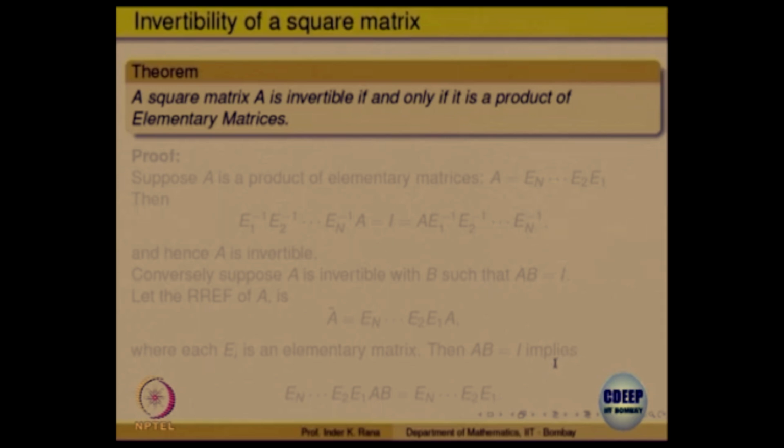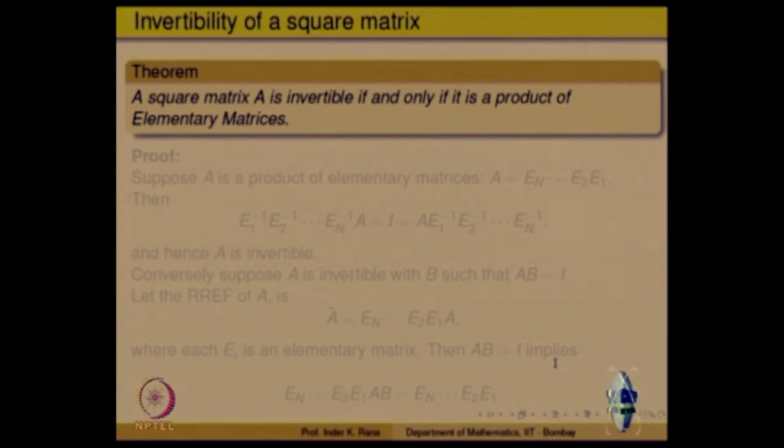Now let us start relating invertibility with elementary matrices. The theorem says a square matrix A is invertible if and only if it is a product of elementary matrices. That is a necessary and sufficient condition.